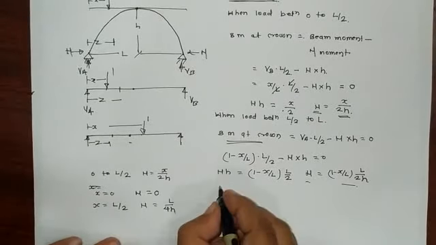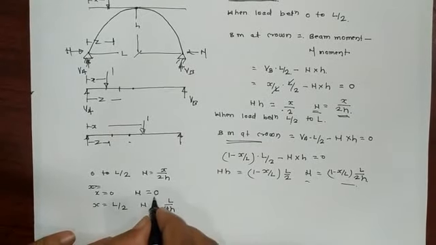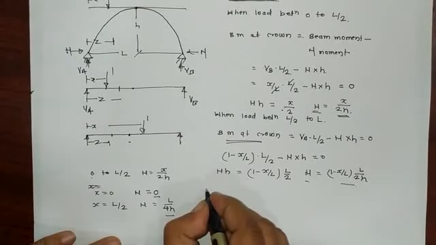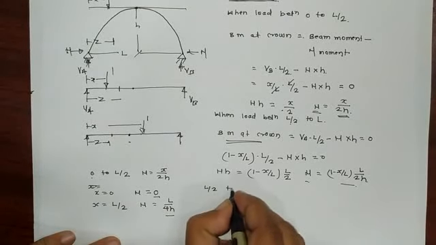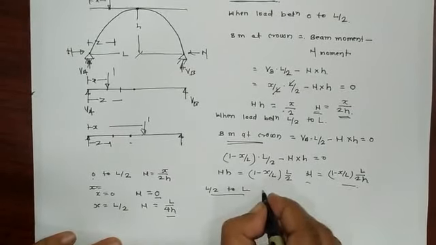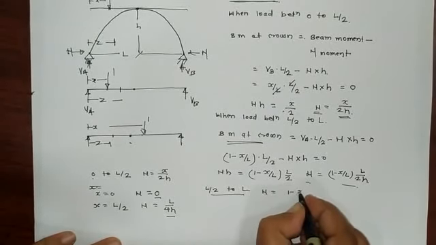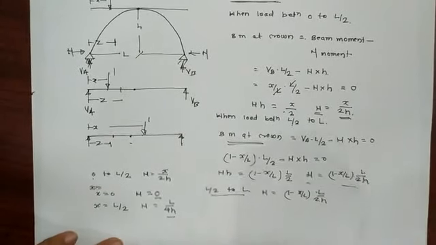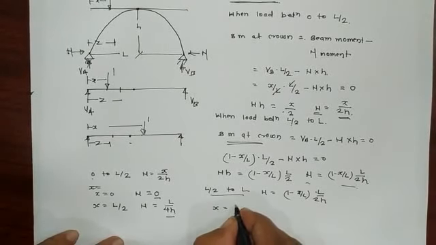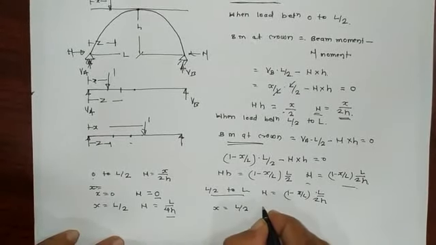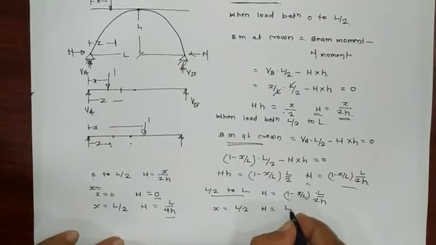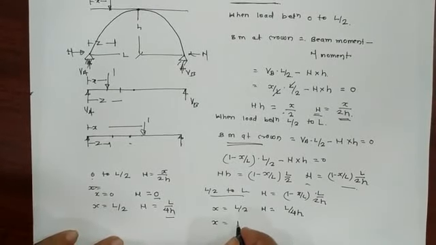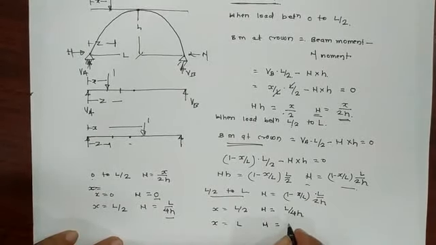In the same case, we got the value H from 0 to L by 2 as L by 4H, and when the load is between L by 2 to L, in that condition H is equal to 1 minus X by L into L by 2H. So when X is equal to L by 2, this H becomes L by 4H, and when X is equal to L, this H becomes 0.